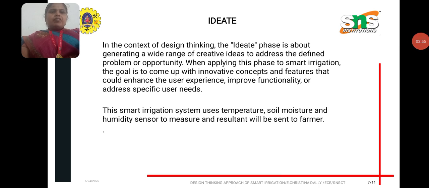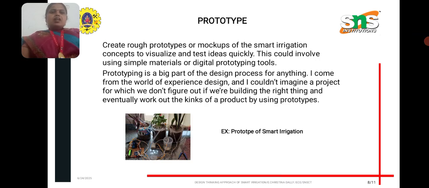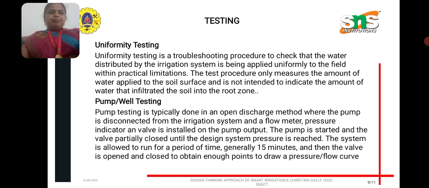The next part, we are going to see the prototype. We have used some simple materials for this prototyping model. It is one of the big parts of the design process, as it could not be imagined without figuring these things out. This is an example of a prototype of a smart irrigation system.